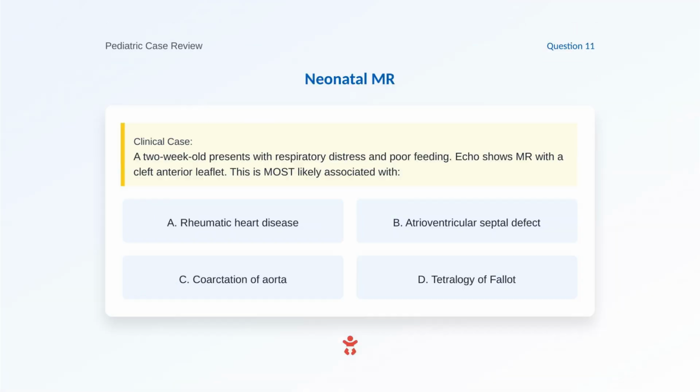Question number 11 focuses on mitral regurgitation in neonates. The clinical case describes a 2-week-old infant presenting with respiratory distress and poor feeding. Echocardiography reveals mitral regurgitation with a cleft anterior leaflet.